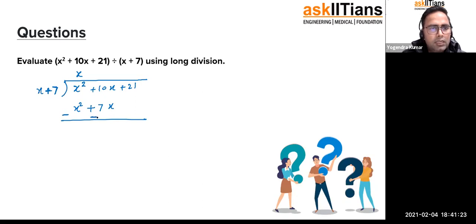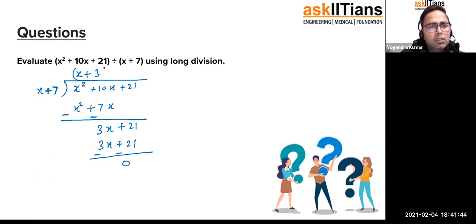So this is getting cancelled. What are we getting? 3x. We need to change the sign while subtracting. Remember that, 3x plus 21. Now what should I do here? What do I need to write here? 3, because I need to generate 3x here. 3 times x plus 3 sevens are 21. So the remainder is 0 because of the minus here.